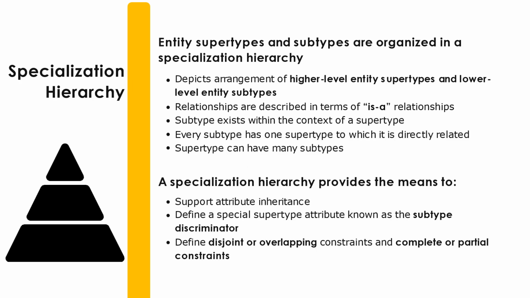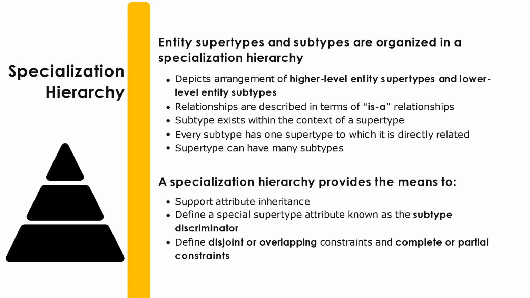Entity supertypes and subtypes are organized in a specialization hierarchy. It depicts the arrangement of higher-level entity supertypes and lower-level entity subtypes. The relationships are described in terms of is-a relationships, and the subtype exists within the context of a supertype. Every subtype has one supertype to which it is directly related. However, a supertype can have many subtypes.